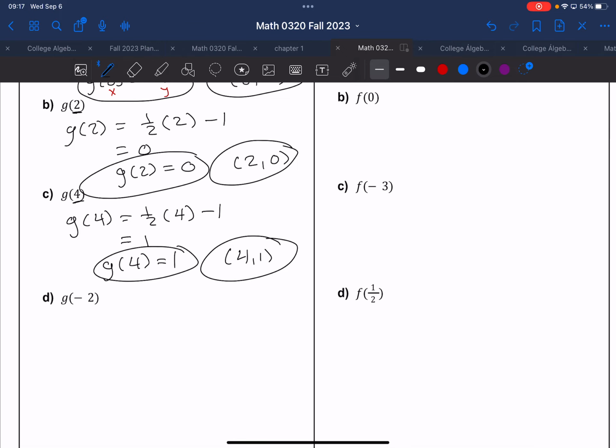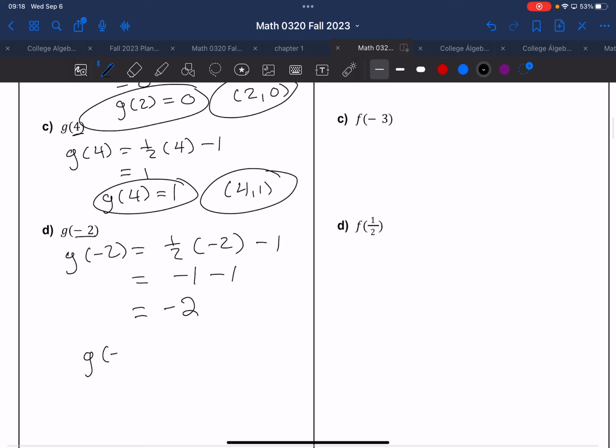And then our last part on D, we have g of -2. So g of -2 is equal to 1/2 times -2 minus 1. Half of -2 is -1. -1 minus 1 is -2. Good. So g of -2 gives us -2, which means our point is -2, -2.